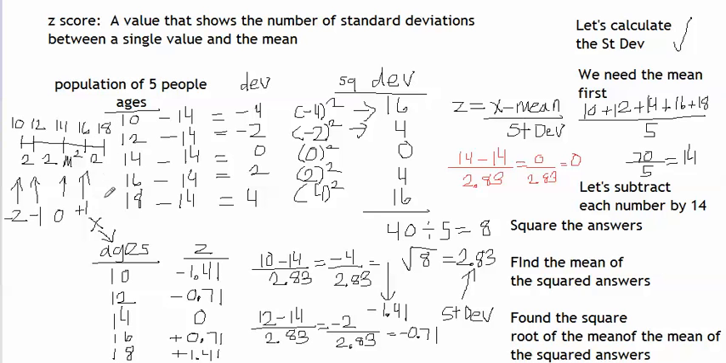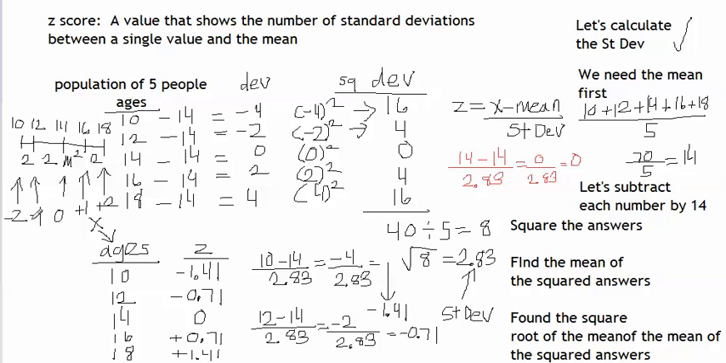But I'm saying that this is what the z-scores would be if the standard deviation was just 2 and not 2.83. Because it just shows how many standard deviations fit between the person and the mean.